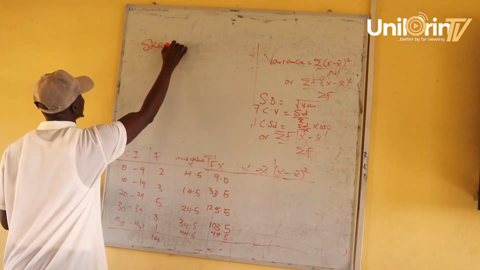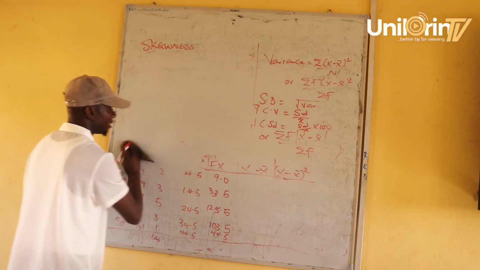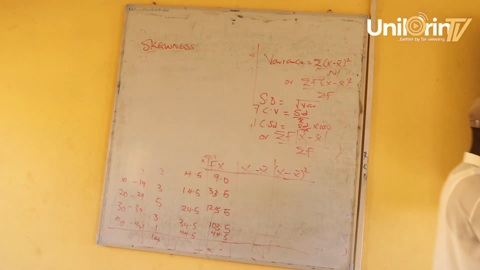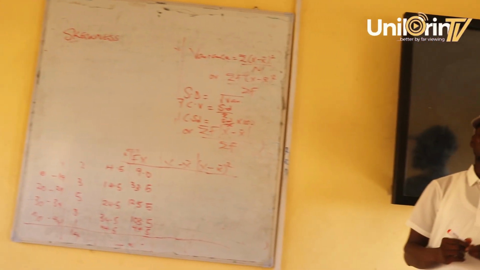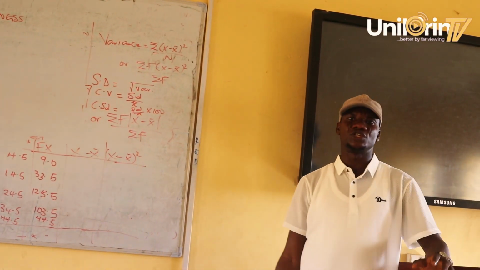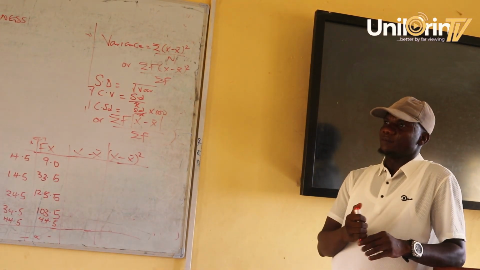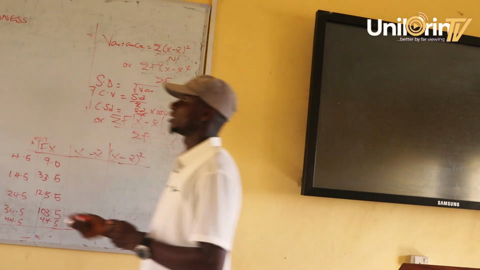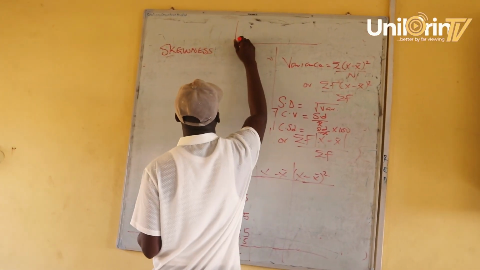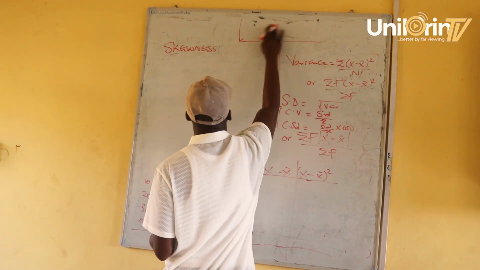Skewness. What do we mean by skewness? Okay, maybe I can retain my example. Skewness is a statistical number that tells us if a distribution is symmetric or not. That's another word, symmetric. What we mean by symmetric is that the data we have is a mirror of itself.